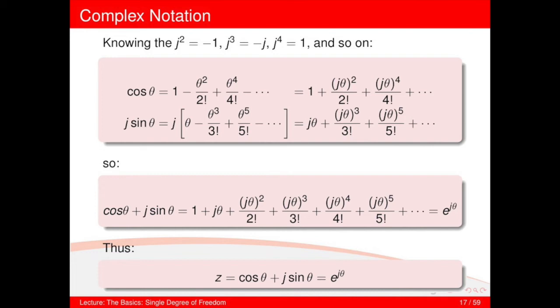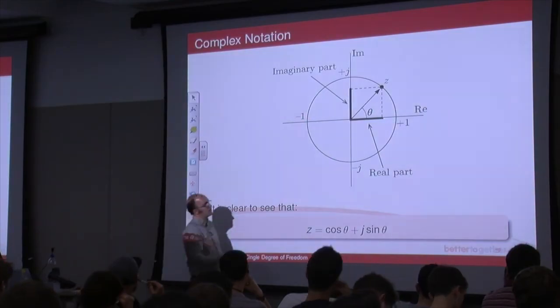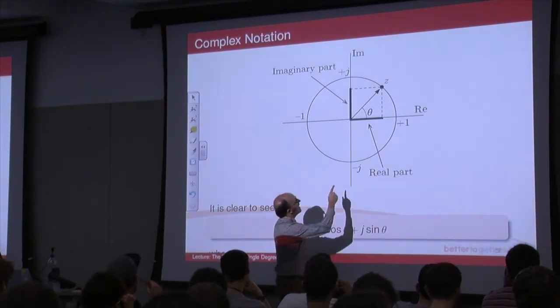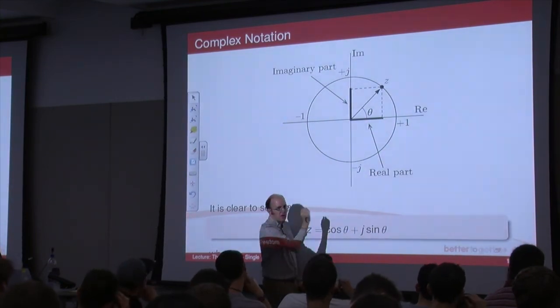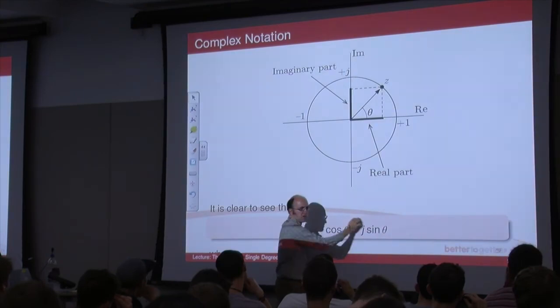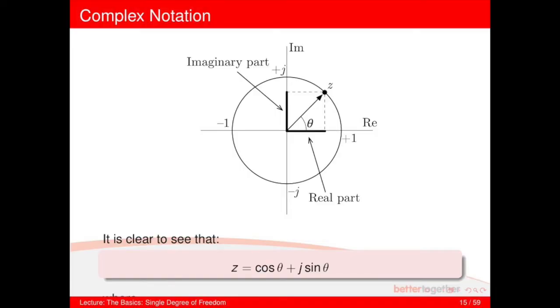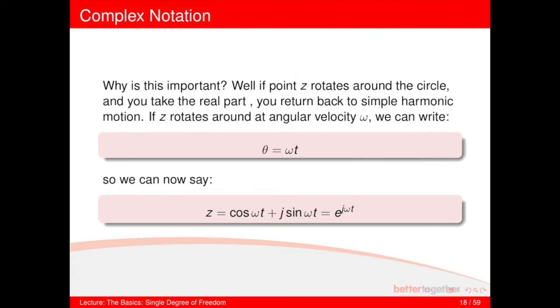Like I said, if z rotates around the circle and you take the real part, so if you go back to that circle, z's going to rotate around, and as theta goes round, if you just take the real part, that's just going to go backwards and forwards, isn't it? The real part of that is just going to increase to 1, and go back to 0, and then decrease to 1, and go back to 0, and so on. And so the real part of that complex number will be an oscillation.